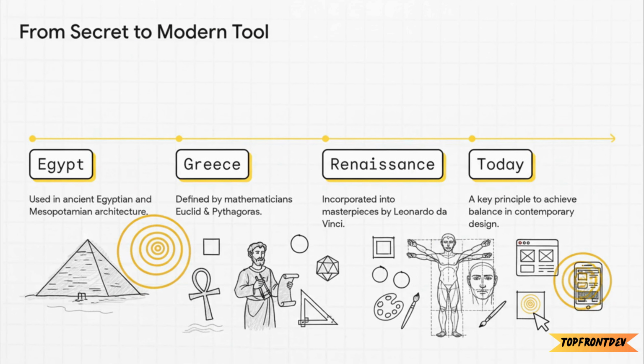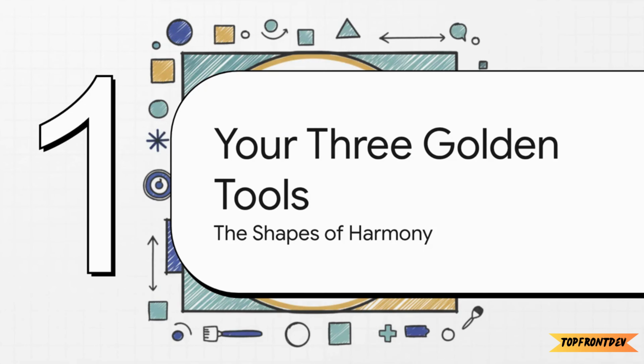And look, this isn't some hot new design trend that's going to be gone next year. We're talking about a concept with a serious history that goes all the way back to ancient Egypt. The Greeks, like Euclid, were the ones who formally defined it. Then Renaissance masters like Da Vinci used it to paint masterpieces. And now, it's a core principle we use every single day in digital design, right inside the tools we love, like Figma.